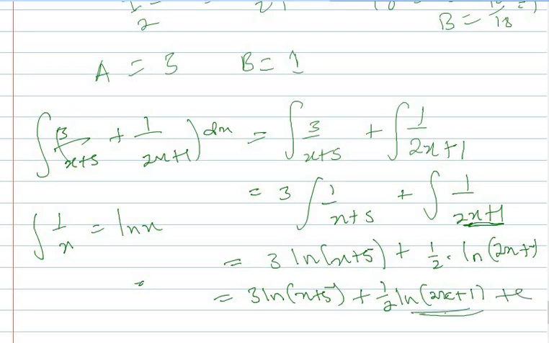So this is integration by partial fractions. You can use any one of the methods and then find the unknown constants a, b, c, or d respectively.